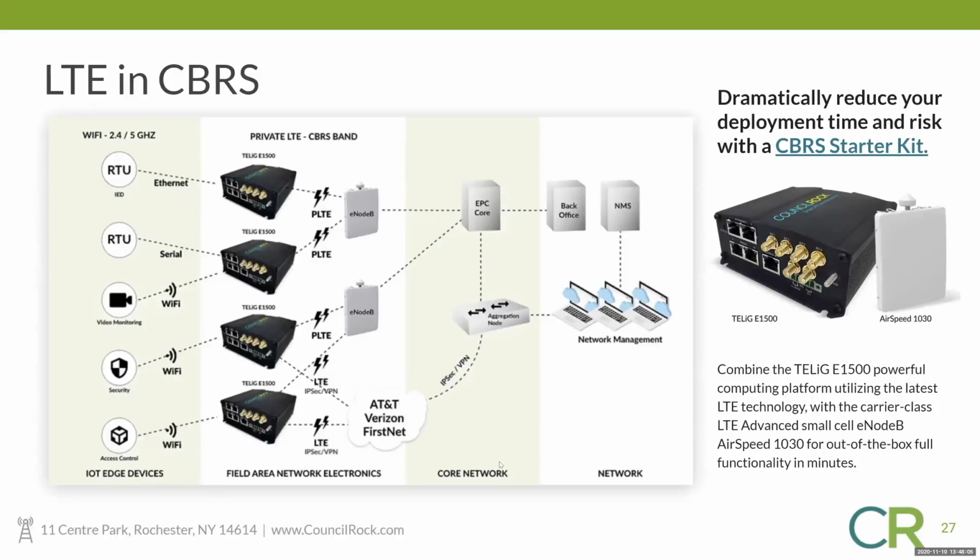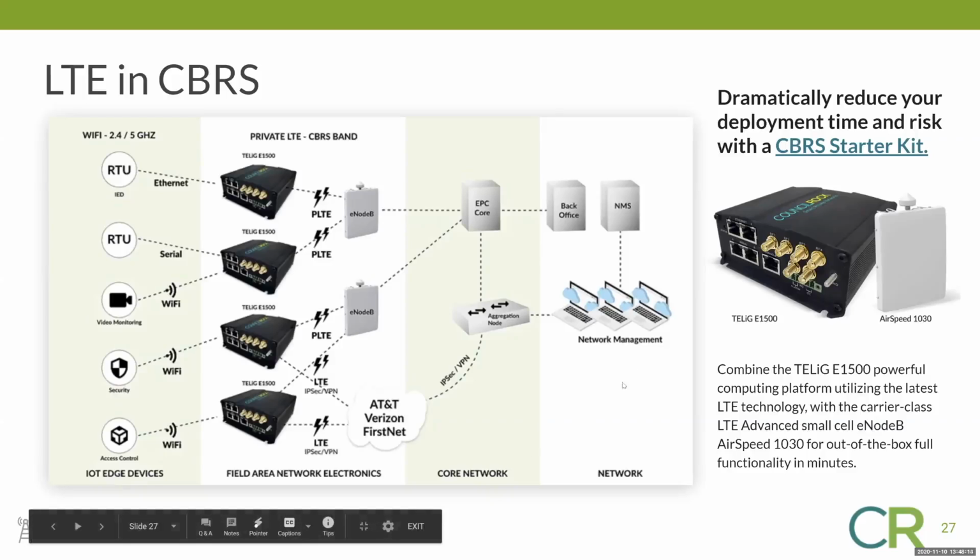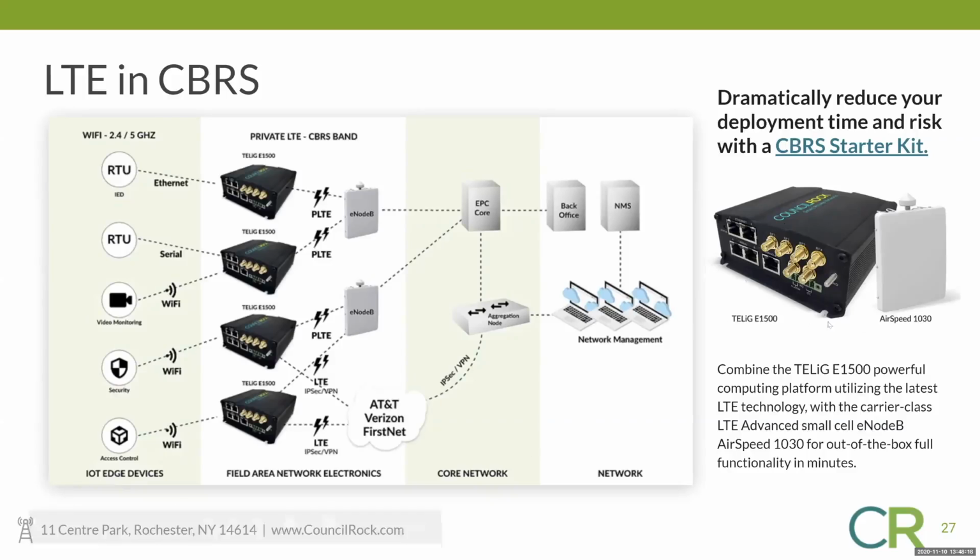This is a typical architecture with the LTE technology of how you can have access to the CBRS spectrum. What I'm showing here is Telic. Telic is one of Council Rock's products that operates in this band as well. It's a category A or category B device that you can use, or an end user device as well.